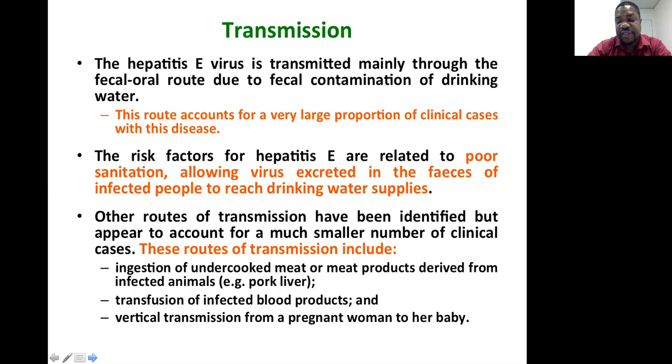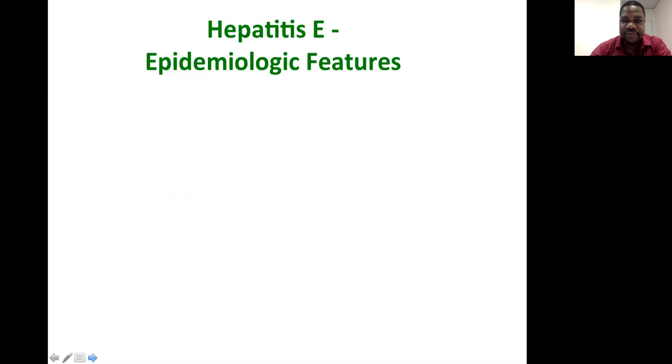And other routes of transmission have been identified, but appear to account for a much smaller number of clinical cases. Those routes of transmission might include ingestion of undercooked meat or meat products derived mainly from infected animals like pork liver, but it's very rare. Transfusion of infected blood products, it's extremely rare. Vertical transmission from a pregnant woman to her baby, it's also extremely rare.